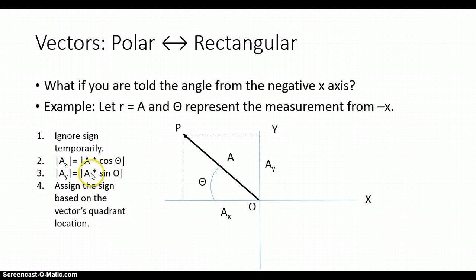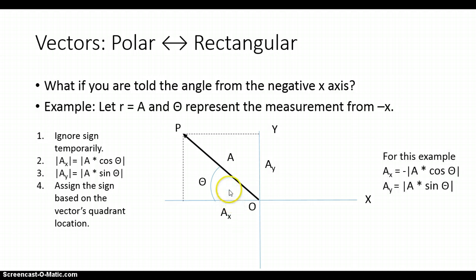And then you can take the vector's length, or magnitude, and multiply that by sine theta. We take the magnitude of whatever comes out there. So if it comes out negative, you make it positive. If it comes out positive, you just leave it positive. And we're going to say that that is equal to A sub y, or its magnitude. Now that you've done that, and only now, do you assign a sign based off of what quadrant the vector is located in.